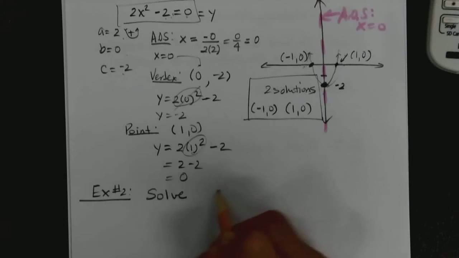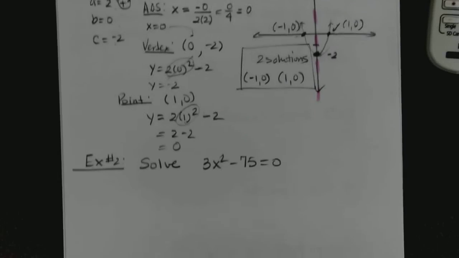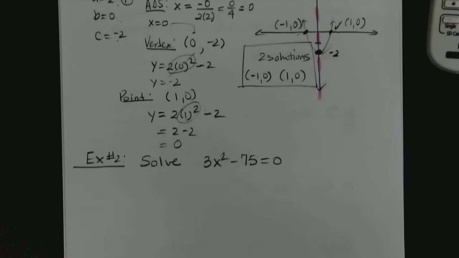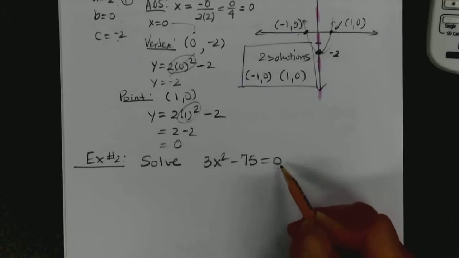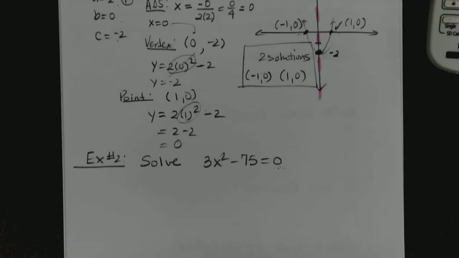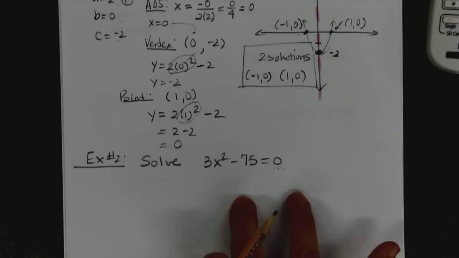We are going to solve 3x squared minus 75 equal to 0. And the reason why it's equal to 0 when we solve is because we're looking for the x-intercepts, and y is always 0. That's why we set it equal to 0.